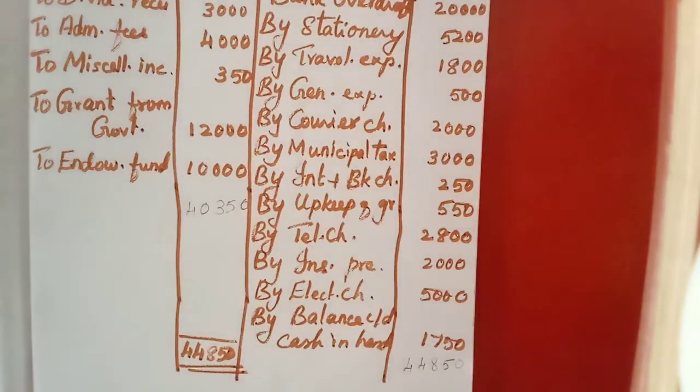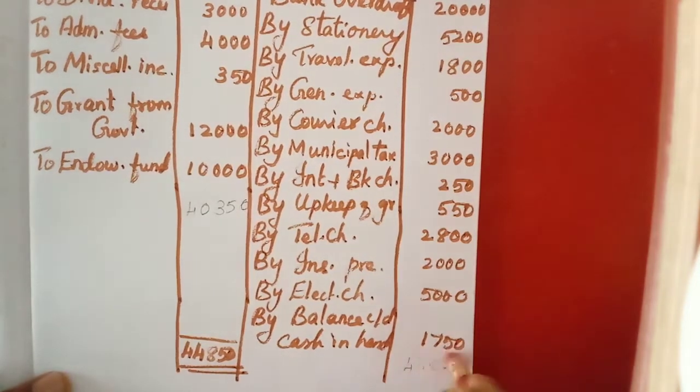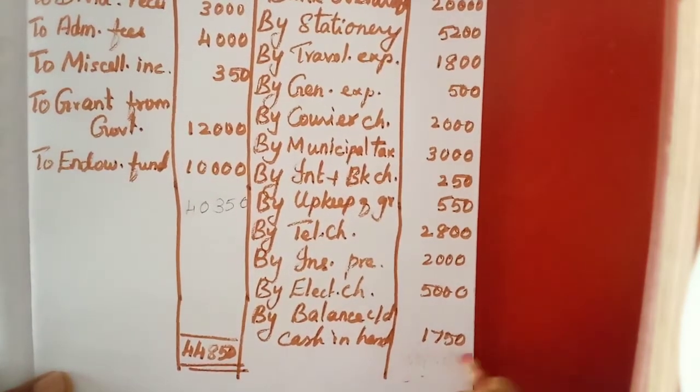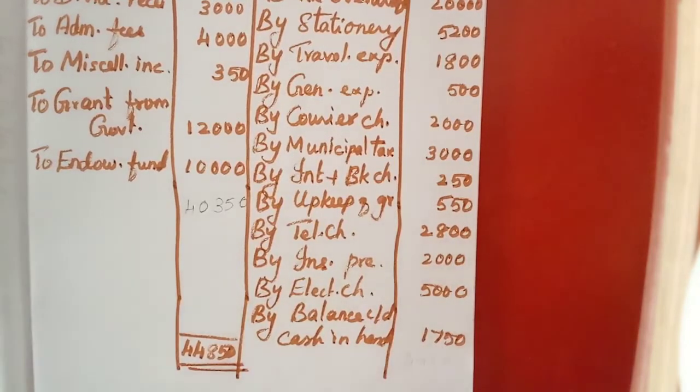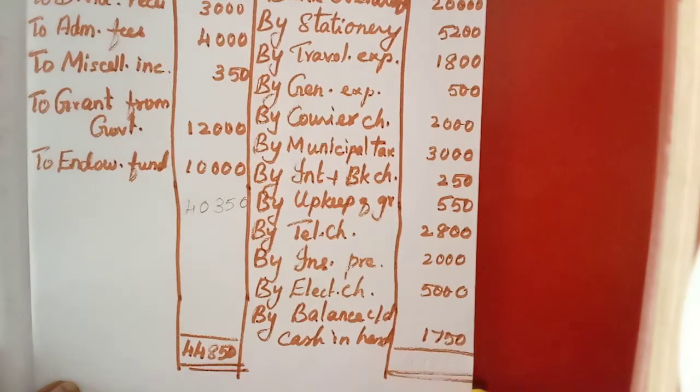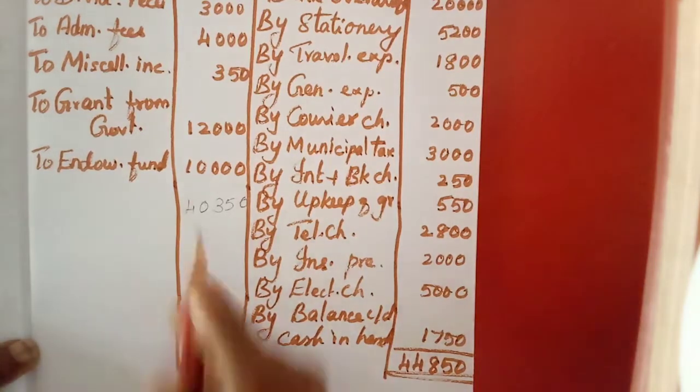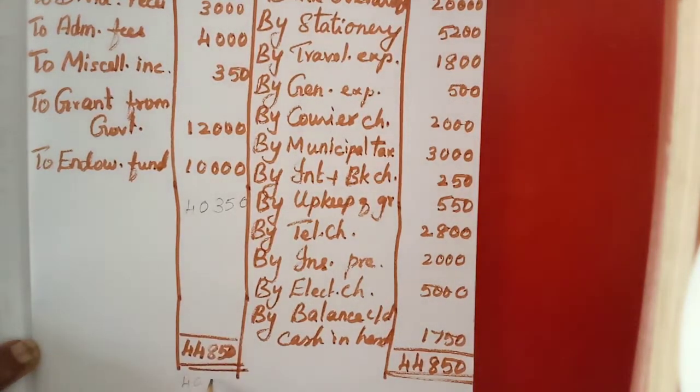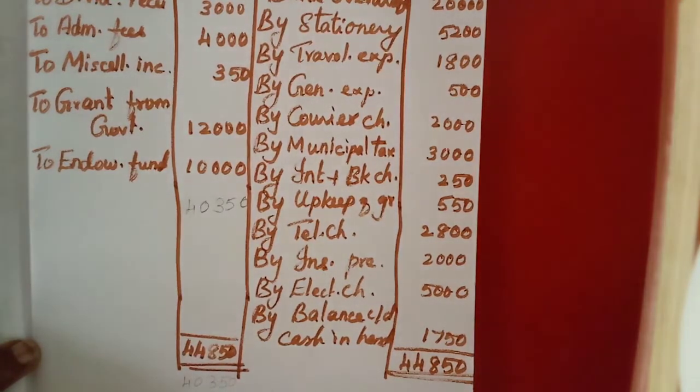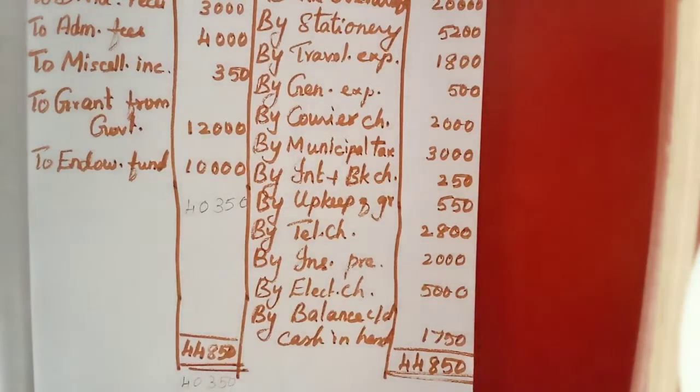Now rub this amount out. After writing only, we should rub that one, otherwise we may forget. So now you write 44,850. Now subtract 40,350 from this amount. How much will we get? 0, 0, 5, 4. We have got the book answer.